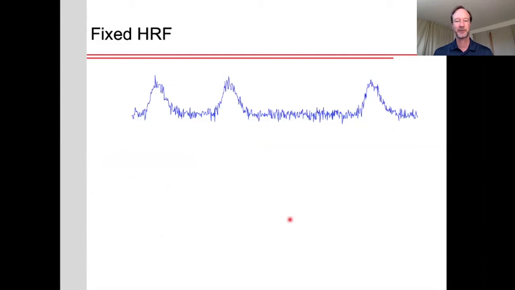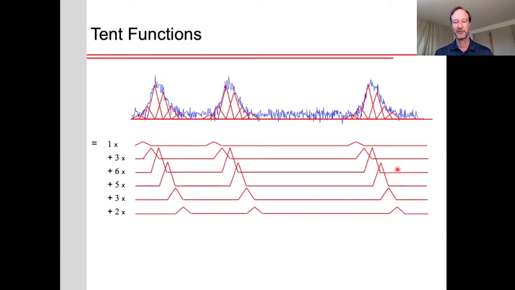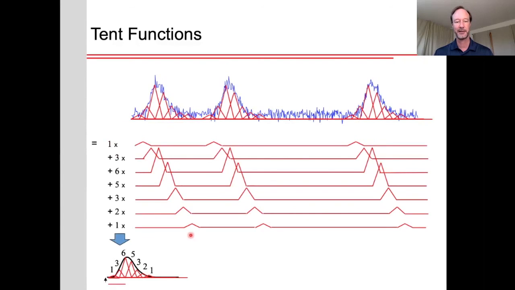For a fixed hemodynamic response function shape, as you can see here, we would take the beta weight with a particular ideal regressor and fit that to the data. With these tent functions, we're essentially fitting some of these tent functions to the data. And if you look at the beta weights of these fits, they provide an estimate of the hemodynamic response function.